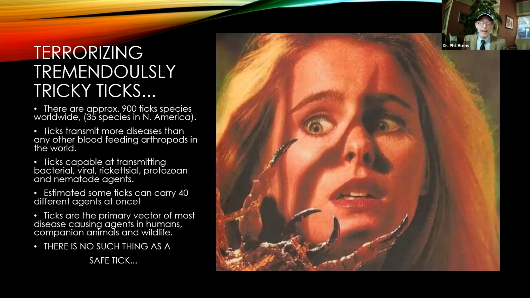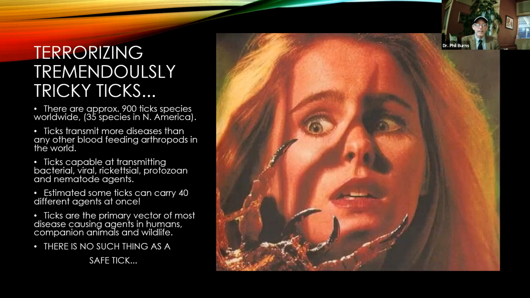And then they like to attack their victims, your horse or us people, and do so without anybody being aware, and then inject us with potentially lethal pathogens. So yeah, these guys are scary. And that's why I want to spend a little time here with you today to talk about it. There are actually 900 tick species we know of worldwide, of which 35 are in North America alone.